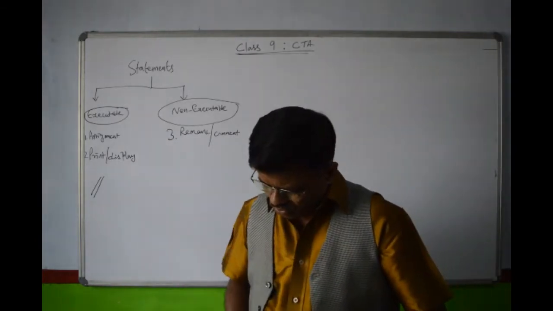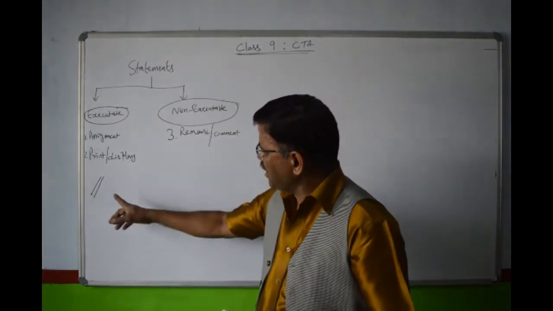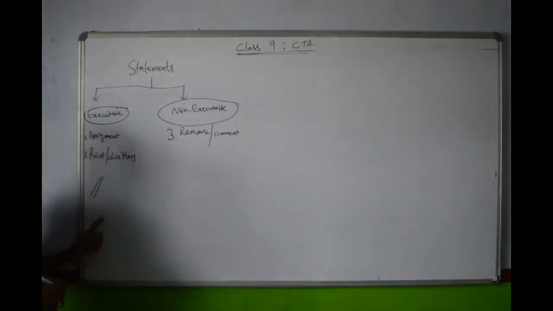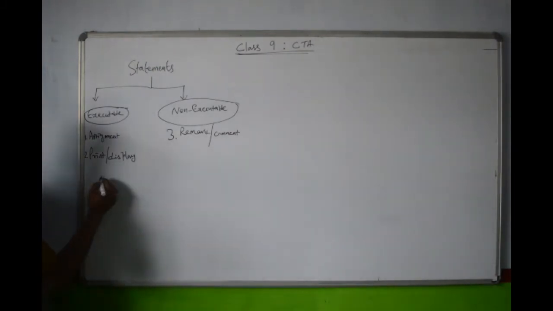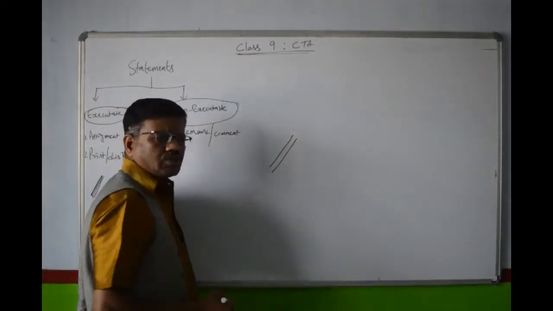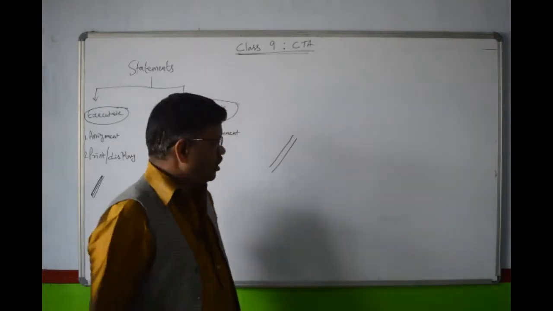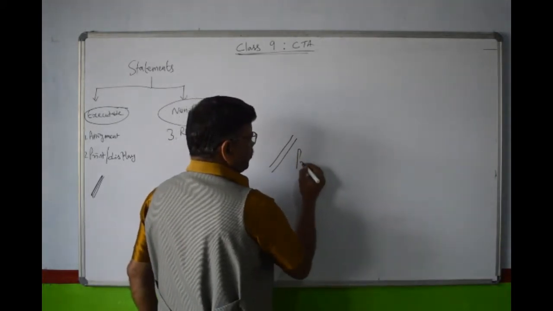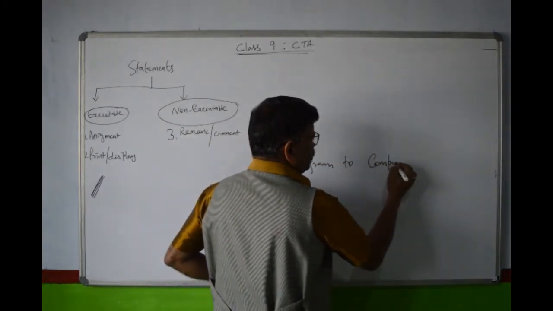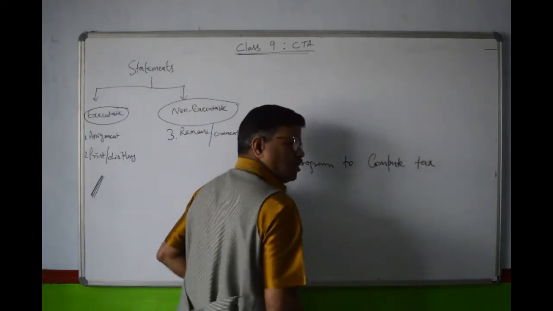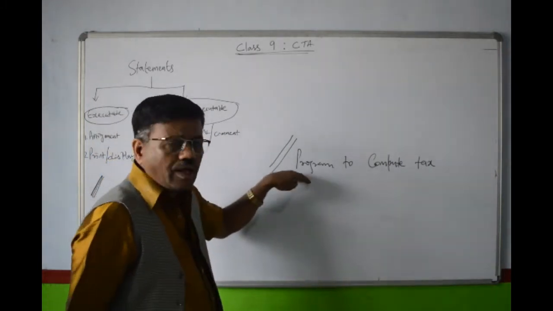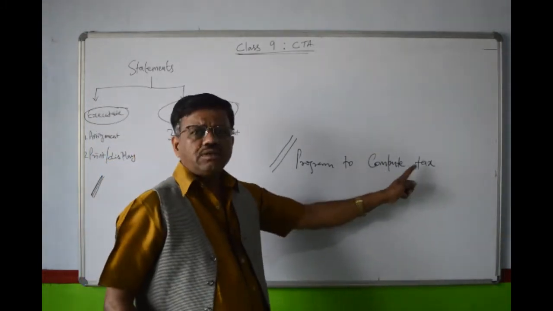To do so, you have to have a comment statement. There are two types of comment statements. A comment statement can be written with the help of double slash. Boys and girls, this is slash. If you write it twice, that statement will not be executed. Write a statement: program to compute tax. What does it signify? I am giving a comment or a remark. What I intend to do is calculate the tax.